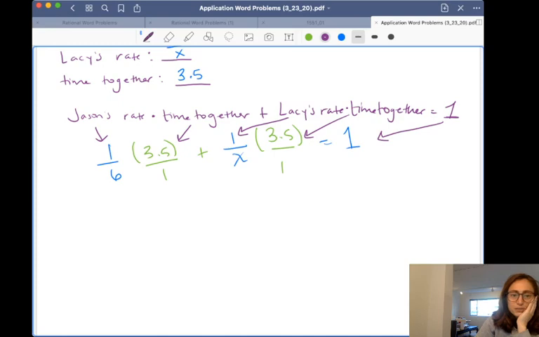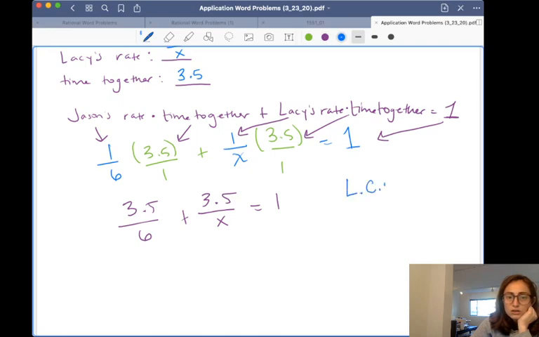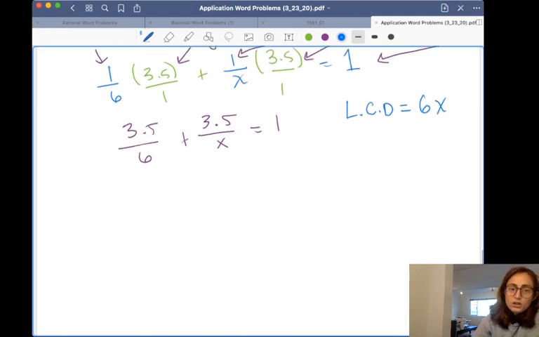Okay, so in my next step, I just did 1 times 3.5, and then 6 times 1. This would be 3.5 over x equals 1. So our least common denominator for this one is going to be 6x. So I multiply each term by 6x.